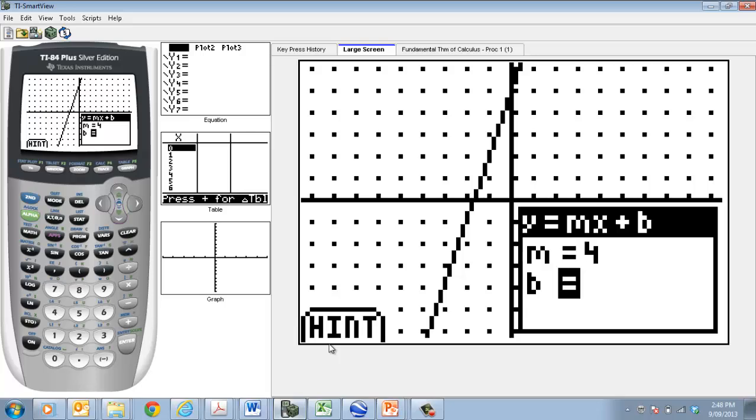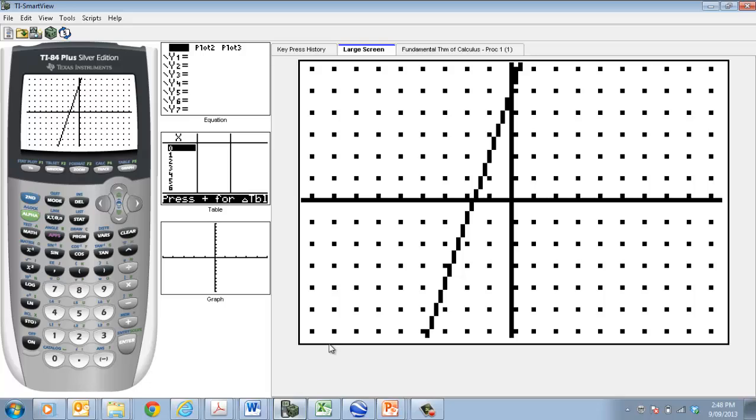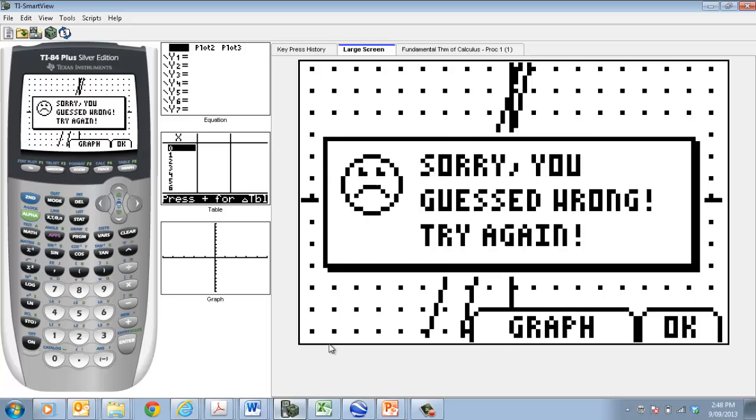Scroll down using my arrow, and then I'll go 3, and then go enter. What it will do is actually plot the equation of the line that you've just done. Alright, you can see it's not quite the slope, is it? It's actually a little bit less steep.